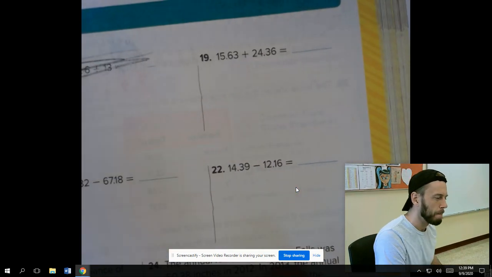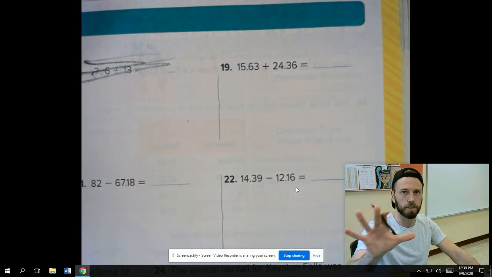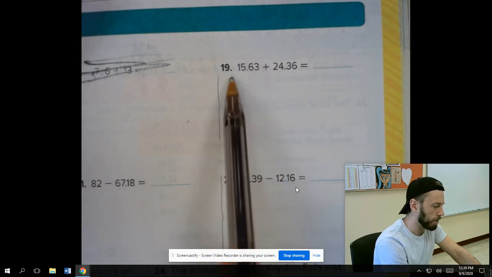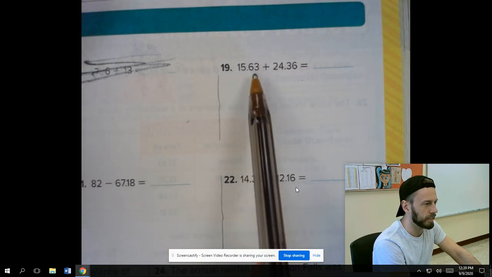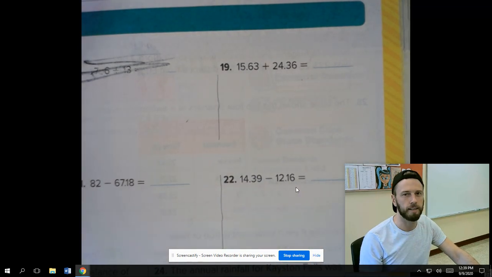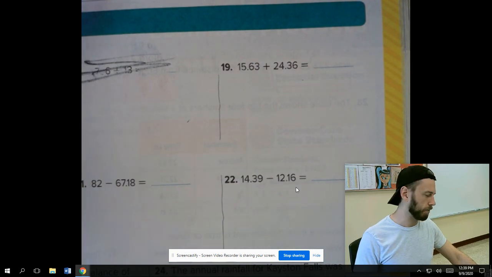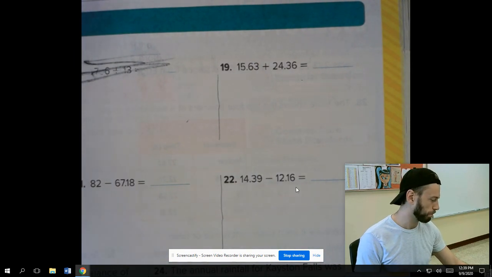Let's go over here, and I want you guys to try this one from your math book, which you guys don't have. Don't worry about it. This is problem number 19 right here. 15 and 63/100ths plus 24 and 36/100ths. I'd like you guys to try adding those up for me really quick. Pause the video now, and then meet back up with me in a second. We'll see how you do.